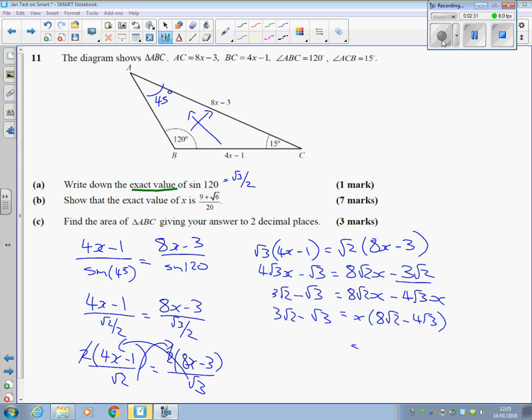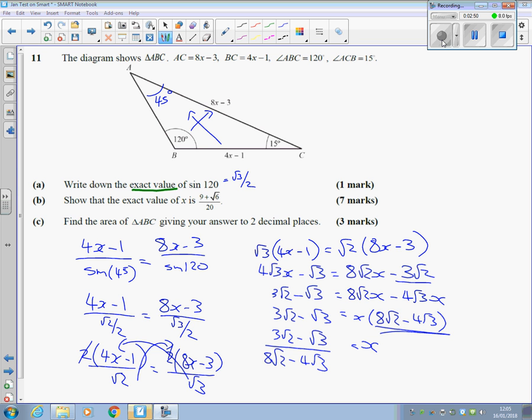And the last line of this bit here is to divide both sides by this part, 8 root 2 minus 4 root 3. So that is the next couple of marks there to get down to something looking like that.